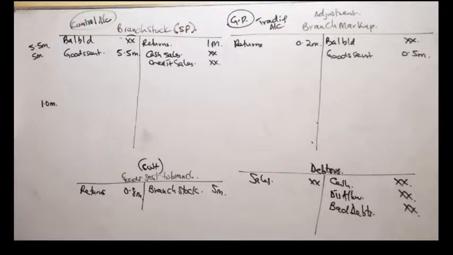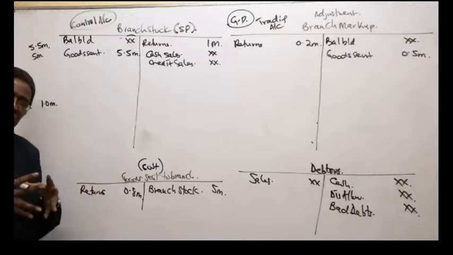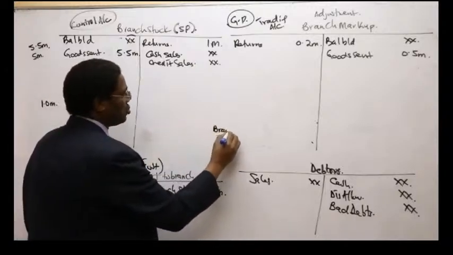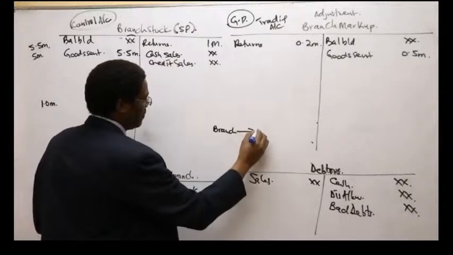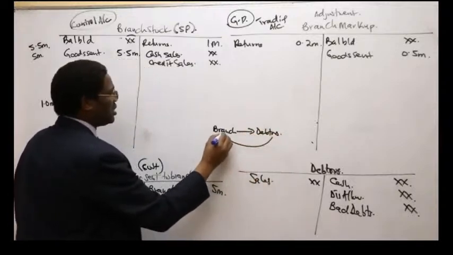The next one is if the debtors return the goods to the branch. The branch one time sold the goods to a debtor. Now, the debtor, for whatever reason, is returning the goods to the branch.